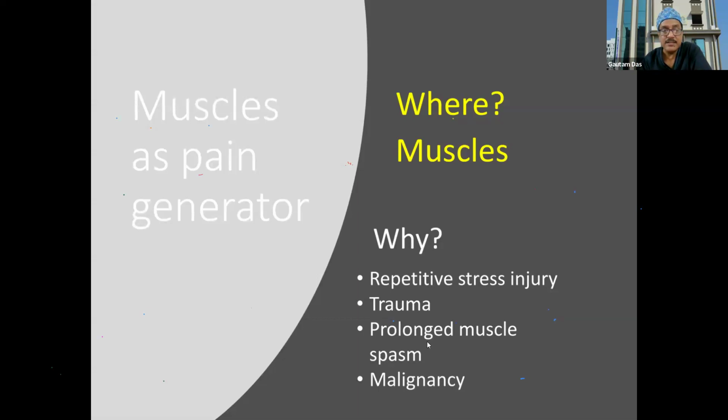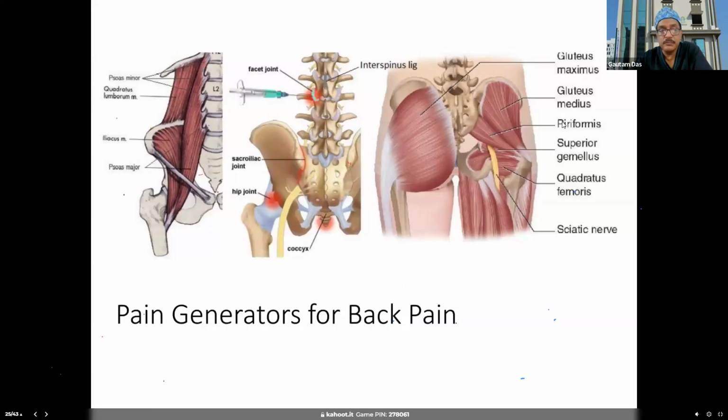So when lots of muscles are there, here in this, the psoas muscle, quadratus, through which the lumbar plexus comes, sometimes it can mimic the lumbar radicular pain. Then piriformis can also mimic the sciatica. And there are a few other muscles also, gemelli muscles, the gluteus muscles. So all these can be the source of the pain.